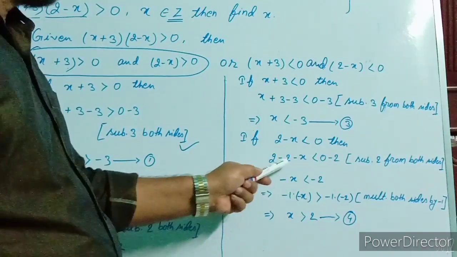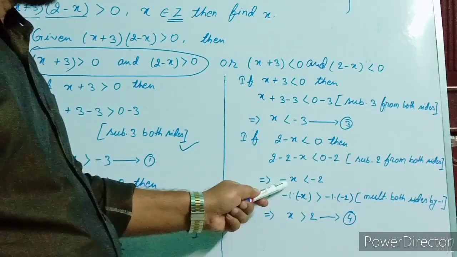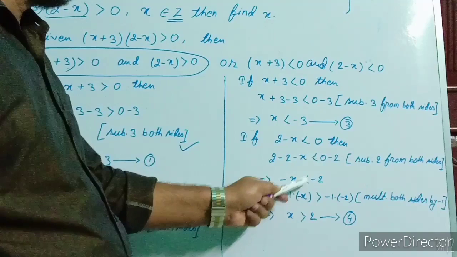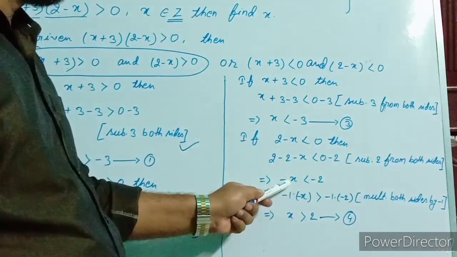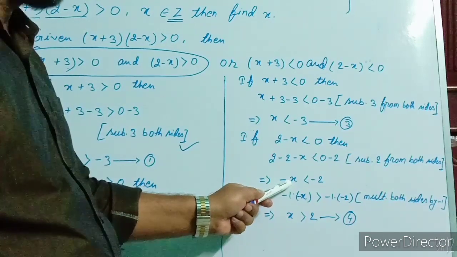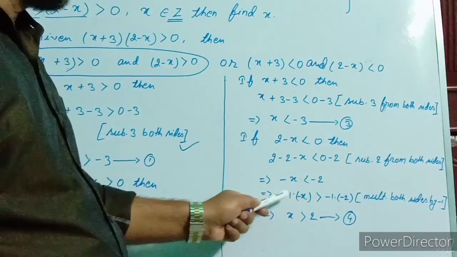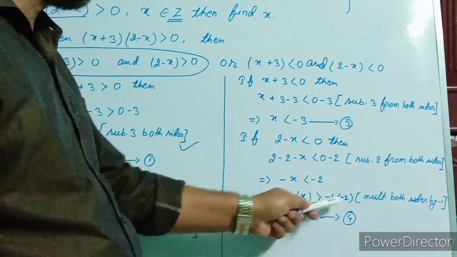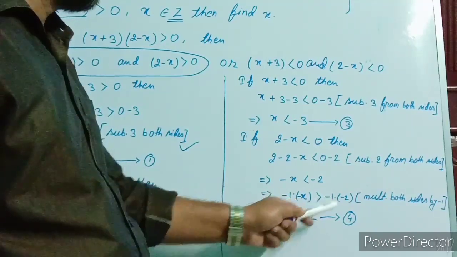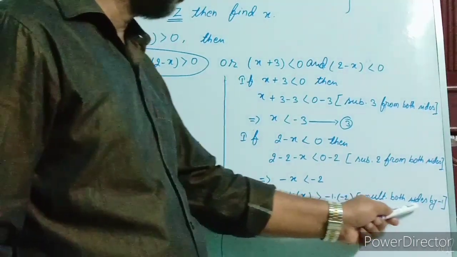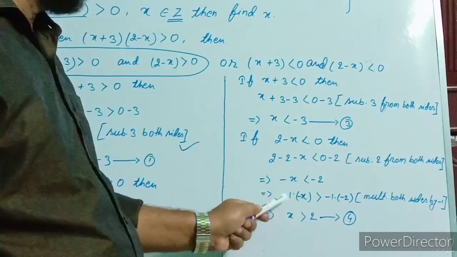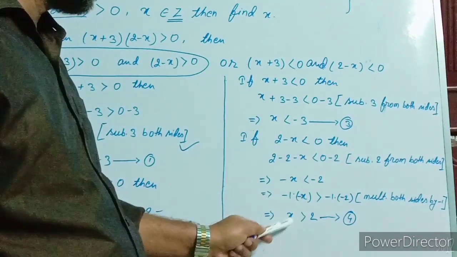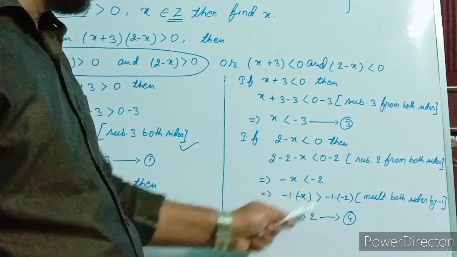Now this plus 2 and minus 2 cancel. Here minus x is left, is smaller than, this minus 2 is left. Now we have to change this into plus, multiplying by minus 1. I multiplied this minus x by minus 1, so that side is also multiplied by minus 1. And I wrote in bracket, multiplying both sides by minus 1. So this is changed into x, minus times minus 1 into x, and it is greater than 2.